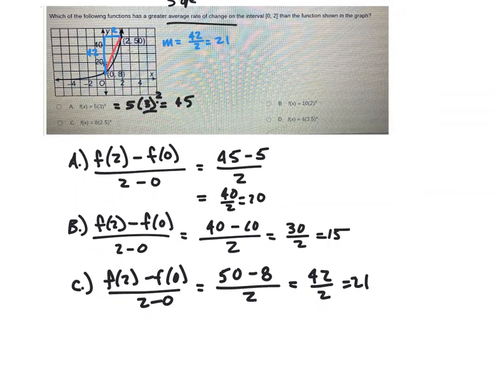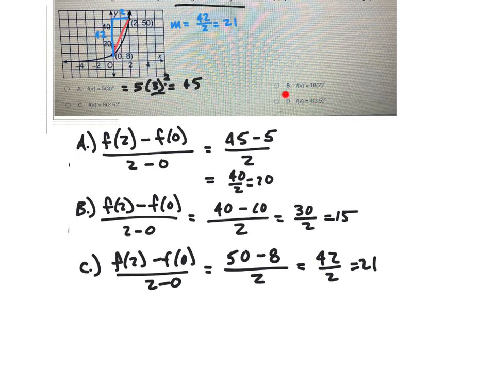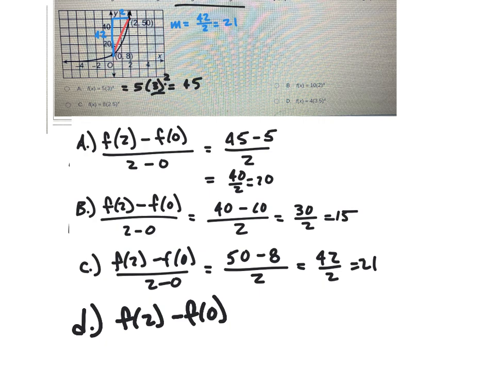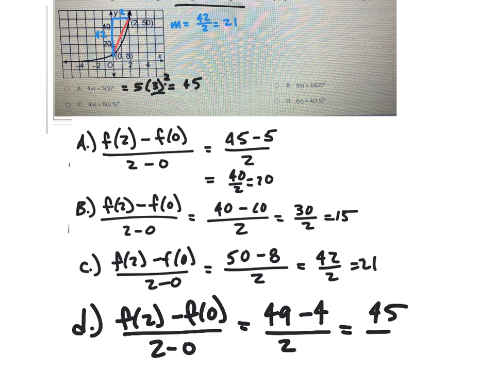Then we want to look at this last one. It's going to be D, but let's just make sure. So we've got f of 2 minus f of 0 over 2 minus 0. If I plug in 2 into that, 3.5 times 3.5 times 4 gives us 49, minus 4 over 2. So 49 minus 4 gives us 45 over 2. 45 divided by 2 is going to give us 22.5. Your answer here is D.